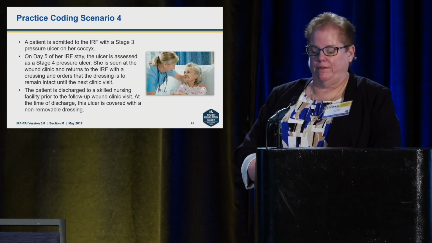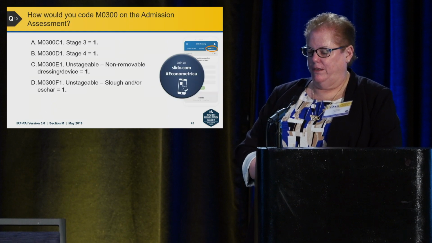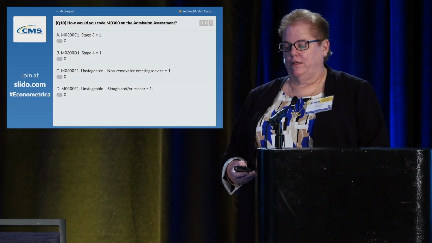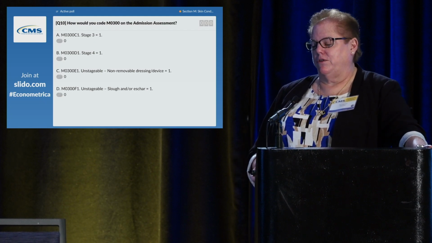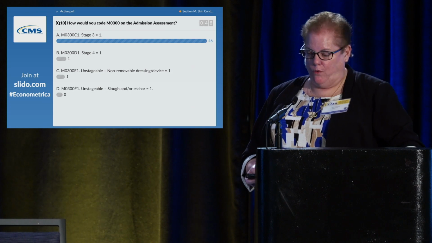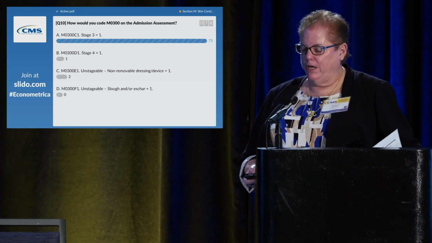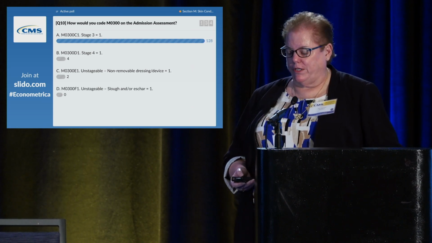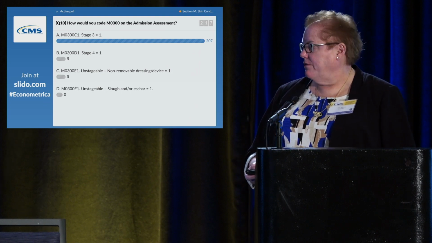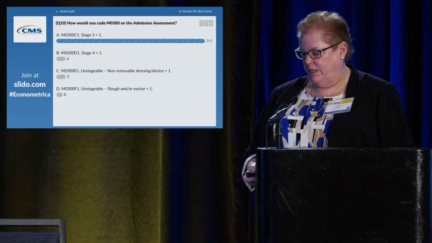Everyone got that scenario down? Okay. How would you code M0300 on the admission assessment? Would it be coded as 300C1 as a stage 3, 300D1 as a stage 4, 300E1 as unstageable due to a non-removable dressing or device, or 300F1 unstageable due to slough or eschar? And let's look at the answer.